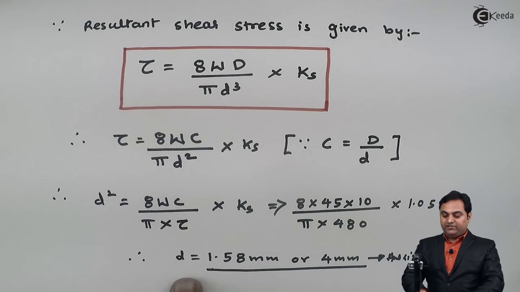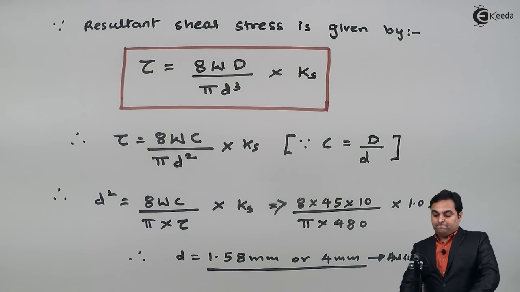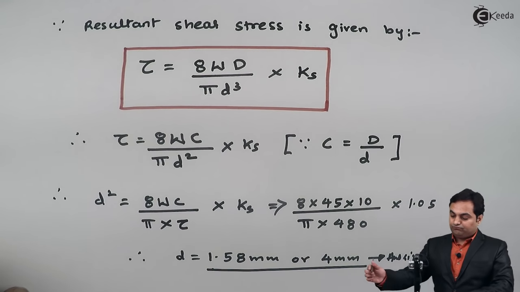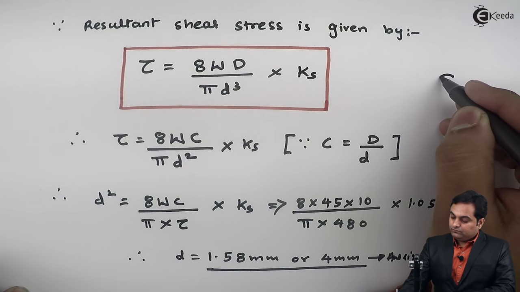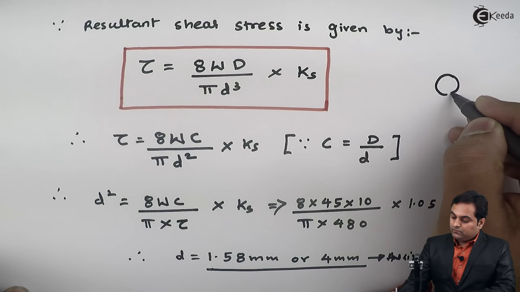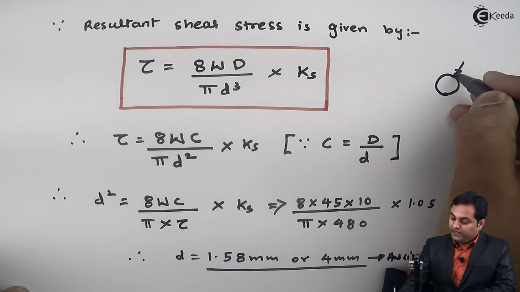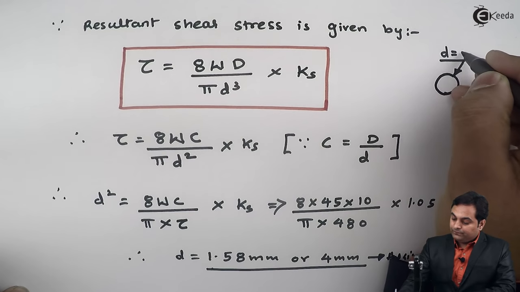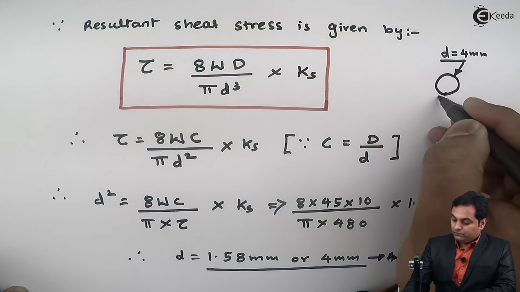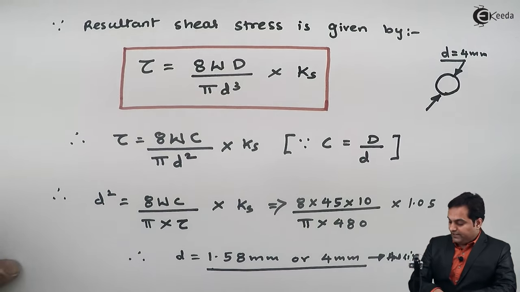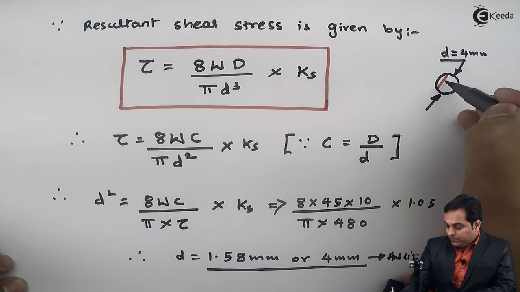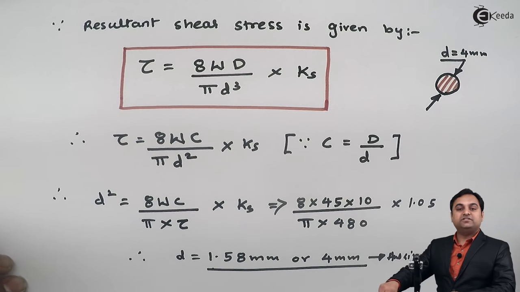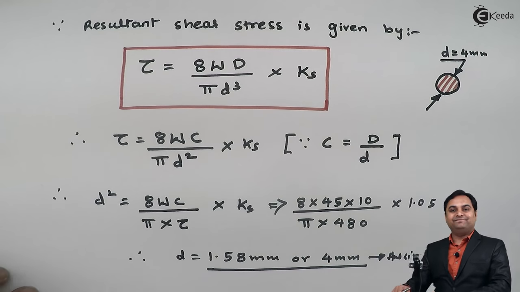Now, after getting small d, that is the wire diameter as 4 mm. Wire diameter means a circular wire of 4 mm dia will be used to make this helical spring.